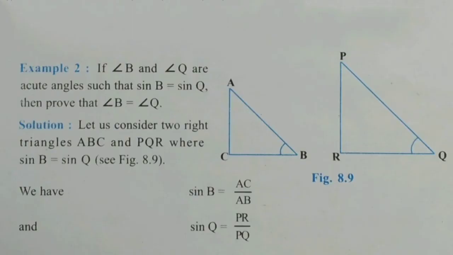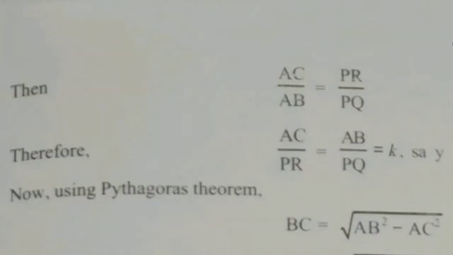In the second example, the sine ratio of two angles belonging to two different triangles are given equal. We have to prove the two angles are congruent. So let us consider two right triangles ABC and PQR where sin B is equal to sin Q. Now sin B is equal to AC upon AB and sin Q is equal to PR upon PQ. As it is given that the sine ratios are equal, it implies AC upon AB is equal to PR upon PQ.